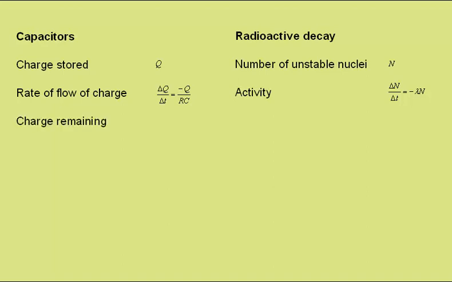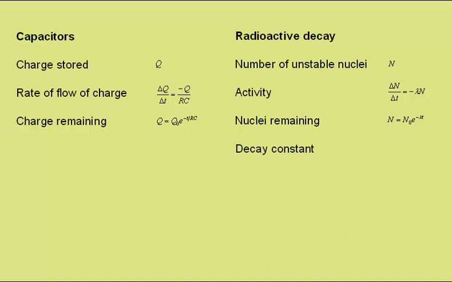The charge remaining on a capacitor after time t is given by Q equals Q0, the initial charge, times e to the minus t over RC. The equivalent equation for radioactive decay would be for the number of nuclei remaining, and this is N equals N0 e to the minus lambda t. We can see from these equations, which are both given on the datasheet, that minus 1 over RC is taking the place of minus lambda here.